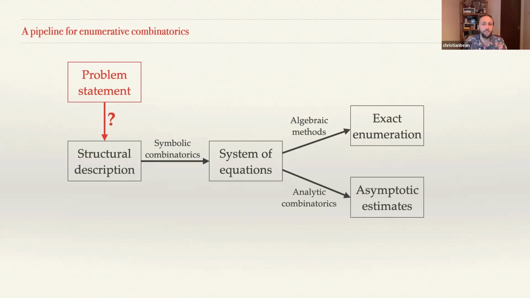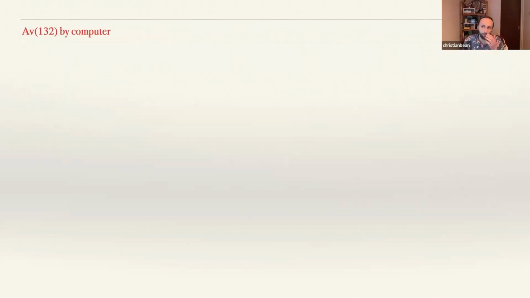We often have these very clever ad hoc methods for finding that structural description. That is where we're going to primarily focus on today. We're going to try to automate that final step where we go from problem statement to structural description. We want to find a way to teach the computer how to reason with combinatorial sets to find these structural descriptions.